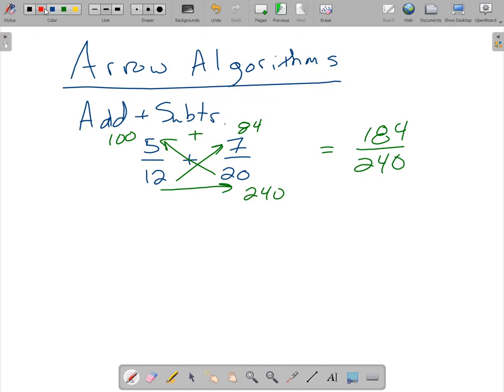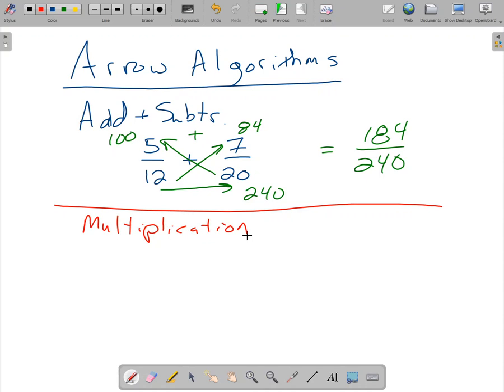Multiplication. Like suppose we had 3/5 times 8/9, for example. The algorithm we developed there is just multiply across the top, multiply across the bottom. So the answer here should be 24 out of 45.